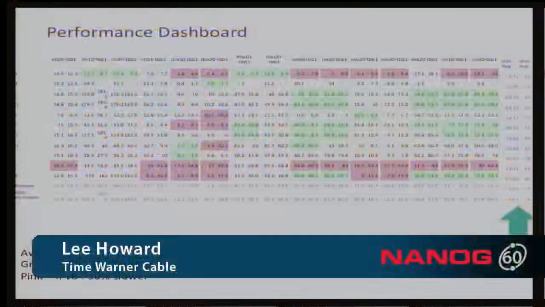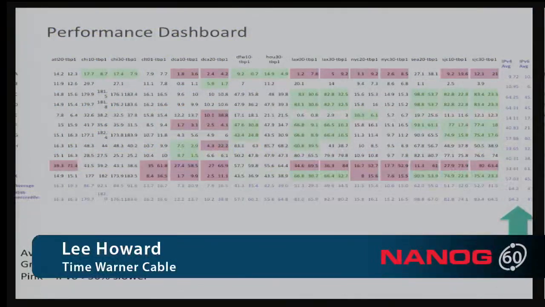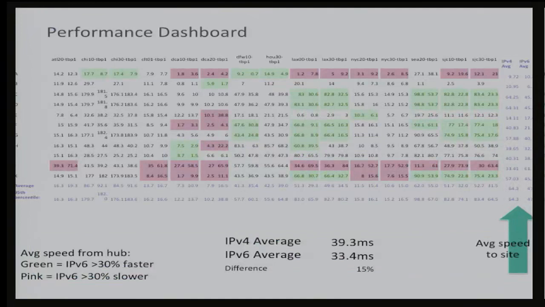If v6 is 30% faster than v4, it's colored green. If v4 is 30% faster than v6, I color it pink. Why 30%? I chose that arbitrarily because that seemed significant. You can see the summary of results here. If you want to zoom in on these slides later, download them and look at them yourself. Along the bottom, you can see the average speed by hub, and on the right the average speed to each site. The top row is website A, which is dual stacked, and I've got performance measurements to each of those sites.